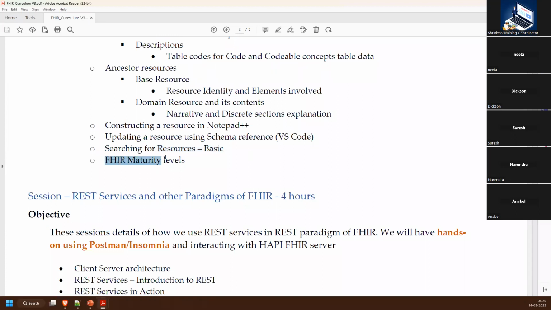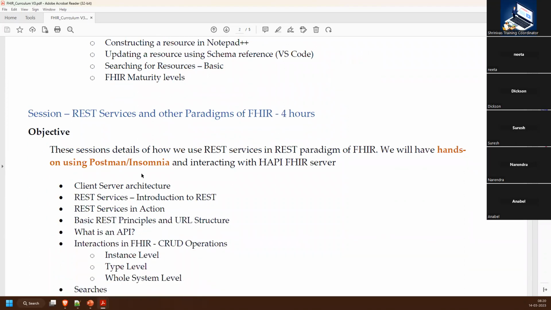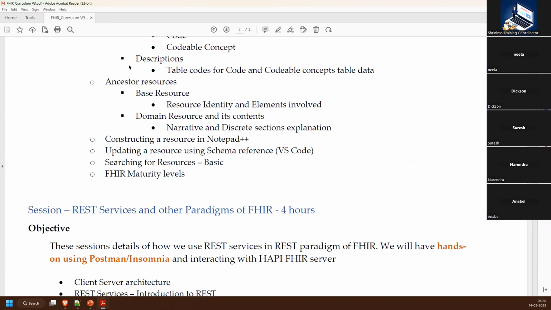Then we'll talk about FHIR maturity levels. What are the FHIR maturity models that we have? What are the various levels that we usually see? Then we will jump into the second side of FHIR. So FHIR is mainly divided into two sections. One is the data. The other one is the exchange mechanism. Data is all about what we may have seen so far.